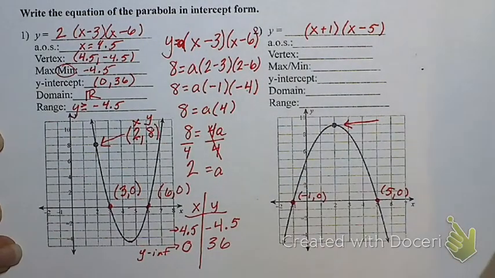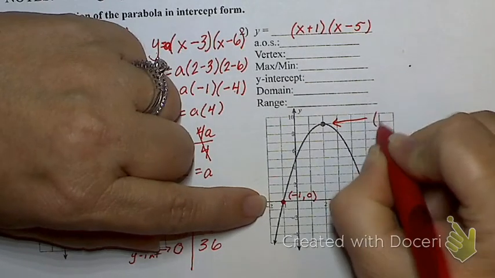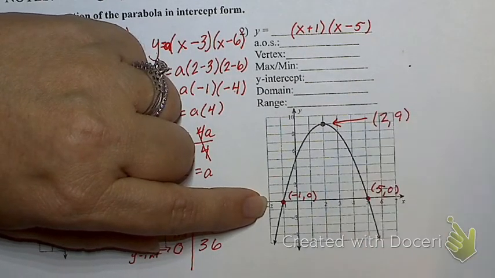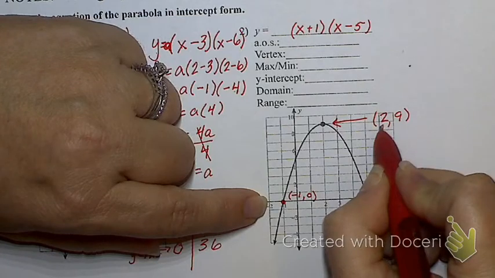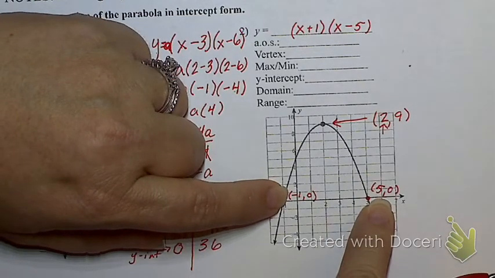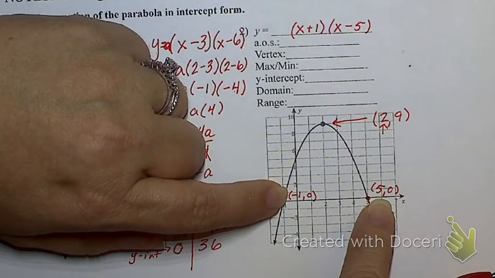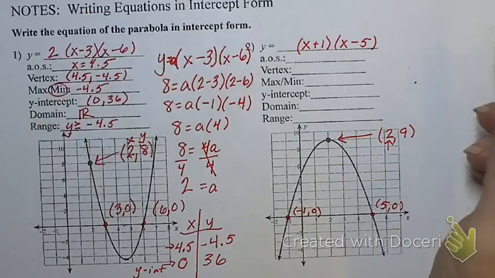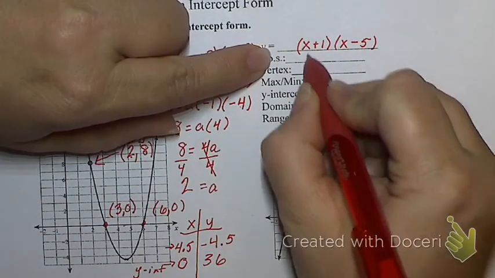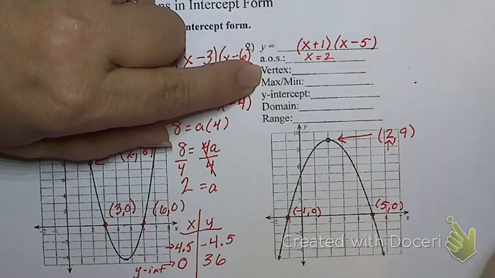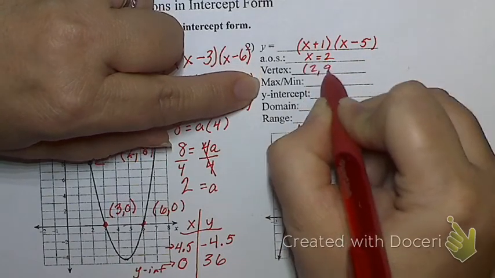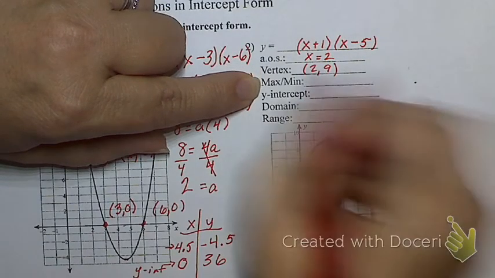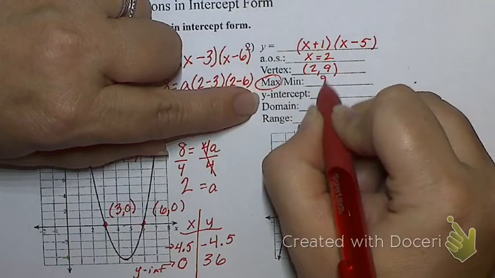Do you notice anything about this point? Is it the vertex? Yeah, it is. This is the point 2, 9. How do I know if it's the vertex? 2 is exactly halfway between negative 1 and 5, which it is, right? So let's see. What's my axis of symmetry? X equals 2. My vertex is 2, 9. Do I have a maximum or a minimum? A maximum of 9.